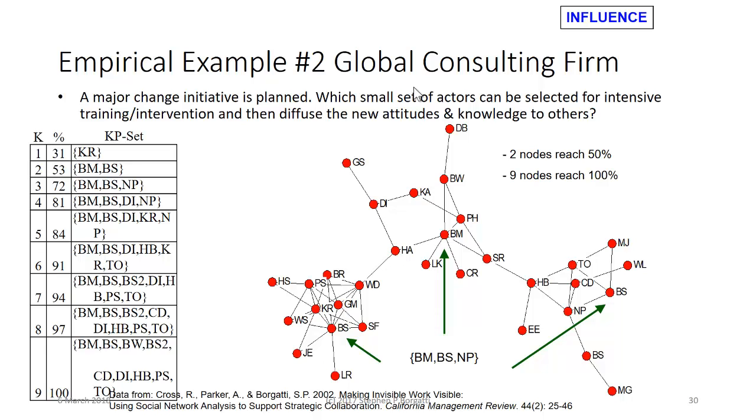In 1 link, KR could reach 31% of the network. In 2 links, that pair could reach 53%. In 3 links, that triple could reach 72%. And you see the increase until it takes 9 people, optimally chosen, to reach 100% of the network.